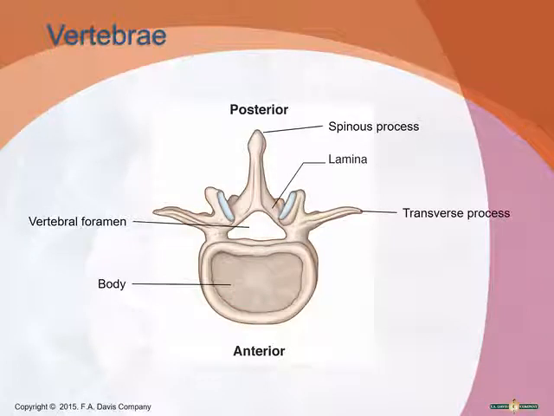The spinous process projects posteriorly, so towards the back. That's this right here from the vertebrae. If you run your hand along your spine, this is actually what you're feeling, the spinous process. And then the transverse process, they extend from each side of the vertebrae. These ones right here. There's one on each side. These are really attachment points for muscles and ligaments.